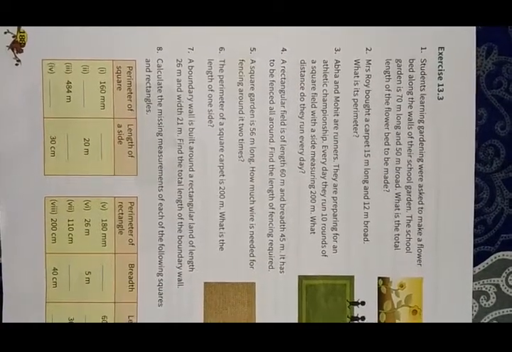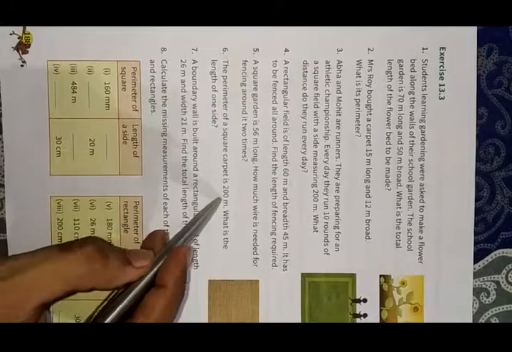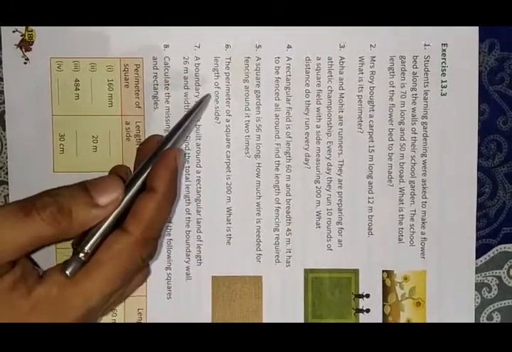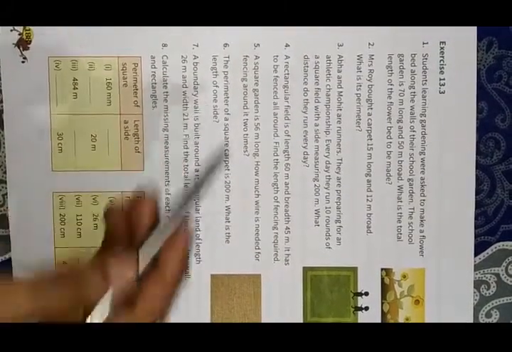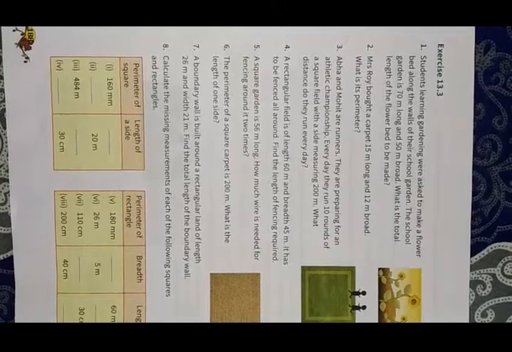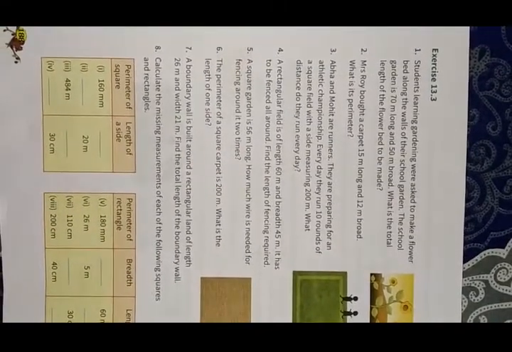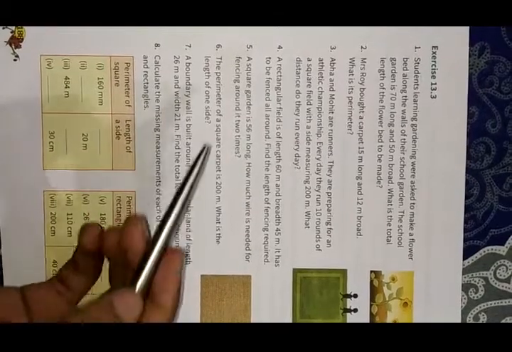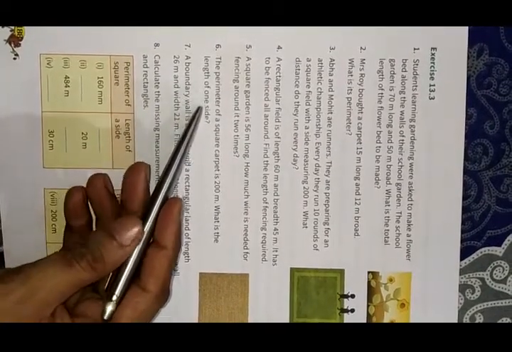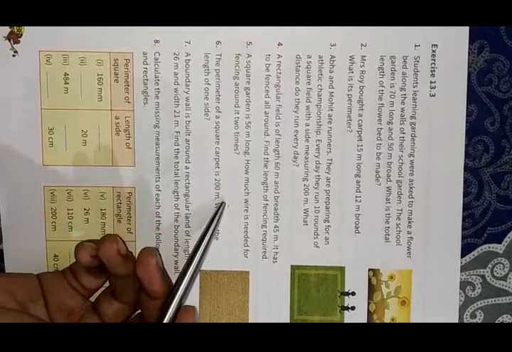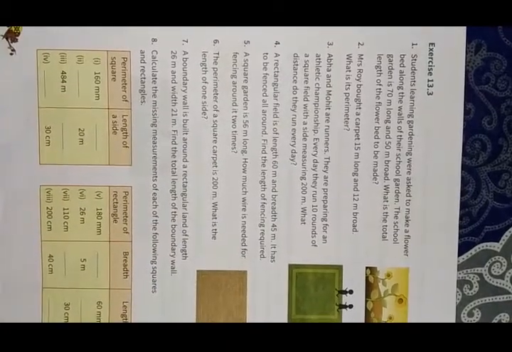Now in this question the perimeter is given and we have to find the length of one side. Okay, we have to find the side of the square and the perimeter is given. In other questions we know the side and we have to find the perimeter, but in this question we have to find the side.